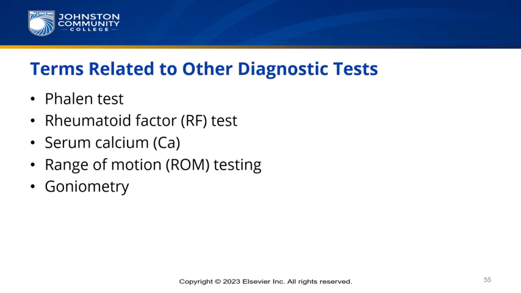Then we have the serum calcium. Serum calcium is a test to measure the amount of calcium in the blood. Then we have the range of motion testing, or the ROM testing, which is an assessment of the degree to which a joint can be extended or flexed. And finally, we have goniometry, which is the process of measuring a joint's range of motion.